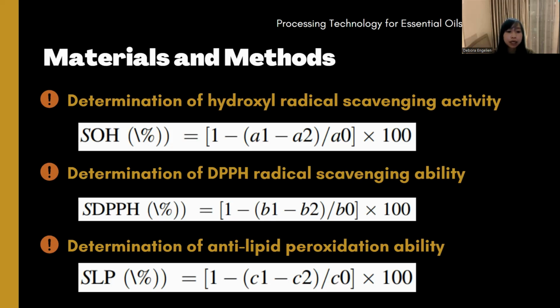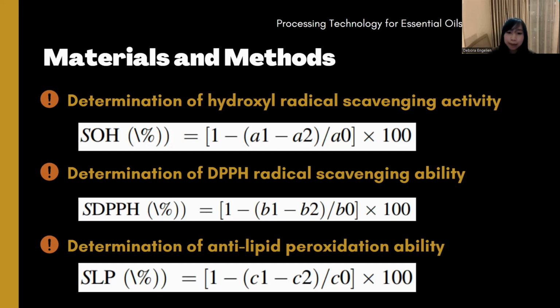And then the scavenging ability was calculated according to this equation, as on the screen: DPPH is 1 minus B1 minus B2, slash B0, multiplied by 100, where B1 is the absorbance of the sample, B2 is the background absorbance of the sample, and B0 is the absorbance of the blank.